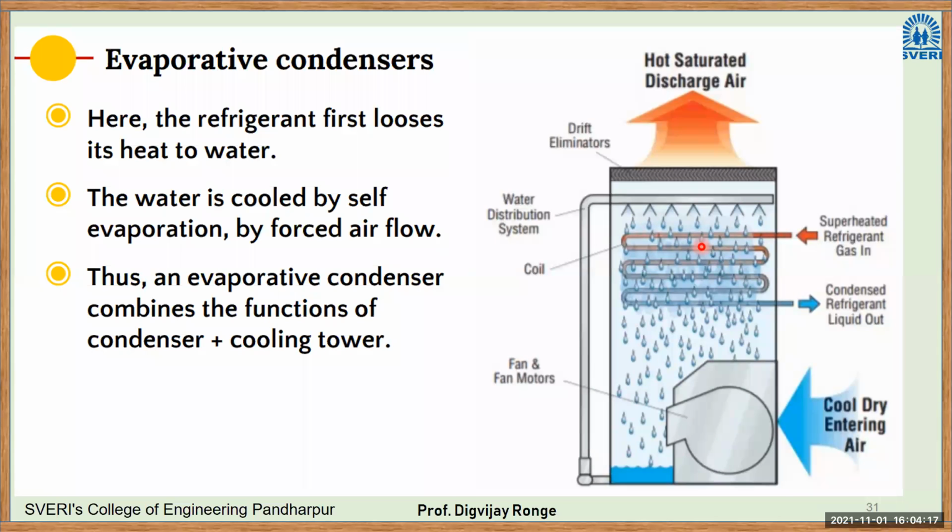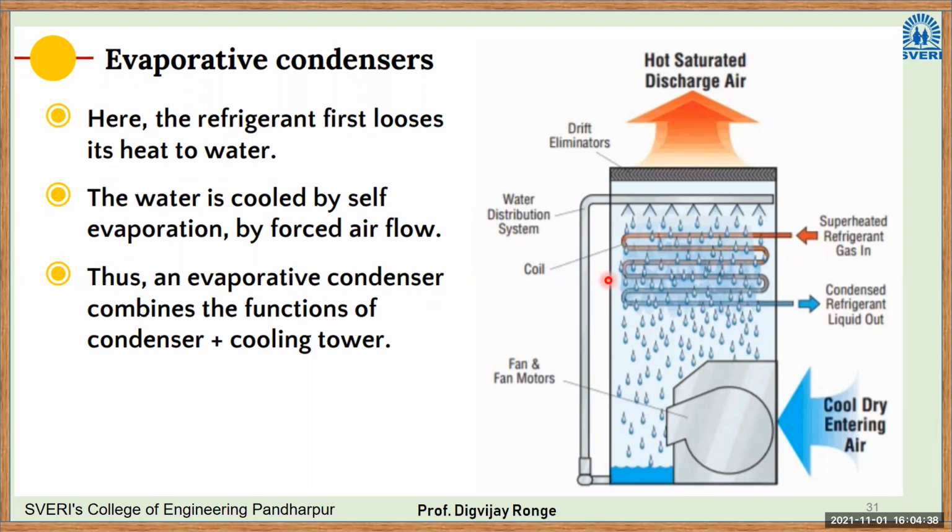There is a basic difference between boiling and evaporation. Evaporation will depend on the partial pressure of the water vapors in the atmosphere. So depending on that, evaporation will take place. It will extract the heat, it will evaporate, and the hot air along with some water vapors will be extracted from the top.